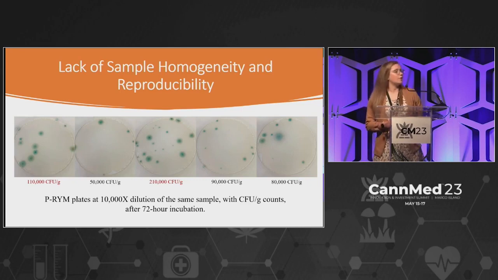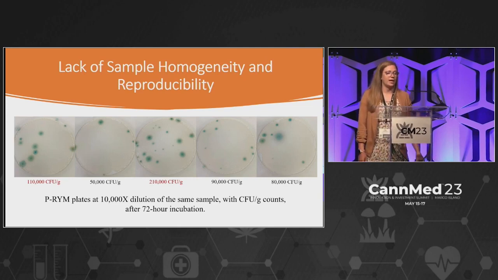Then we had the lack of homogeneity and reproducibility. So that sample that I told you, we took the 1 aliquot and we prepped it 5 times out of the same exact tube. These are the results we got. So 110,000, 50,000, 210,000, 90,000, and 80,000. So all over the board.